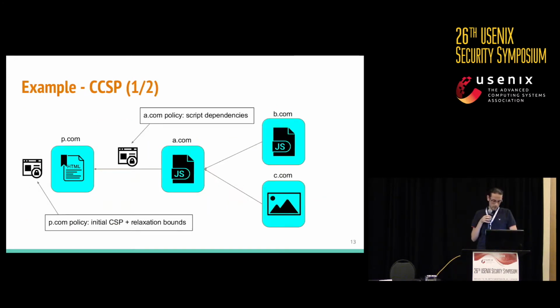So now I'm going to tell you a little bit more on how CCSP works and how it addresses this shortcoming. And the idea essentially is that we propose a paradigm change where the policy is assembled dynamically by interaction with the content providers. So in this specific case, the developer of p.com only writes an initial content security policy, which accounts for the direct dependencies of the page, and it provides, as I mentioned, some upper bounds for policy relaxation. And the developer of a.com, in turn, provides its own content security policy, which only whitelists the script dependencies.